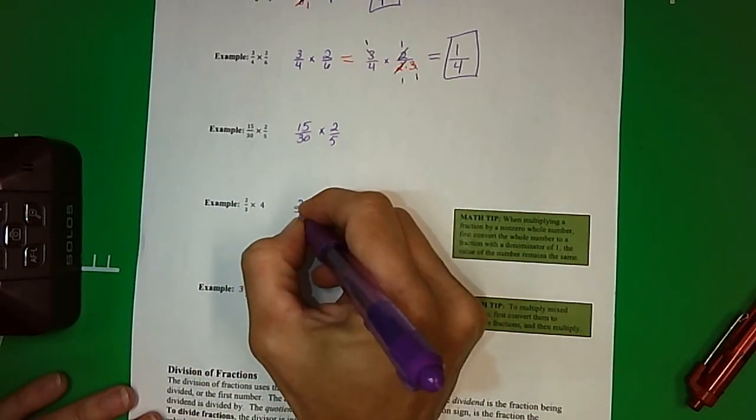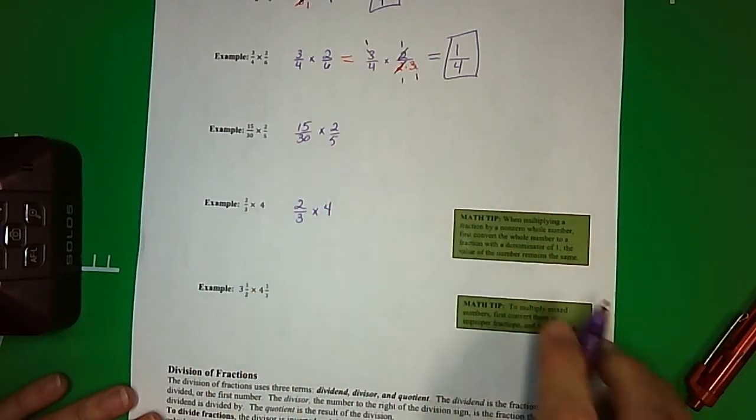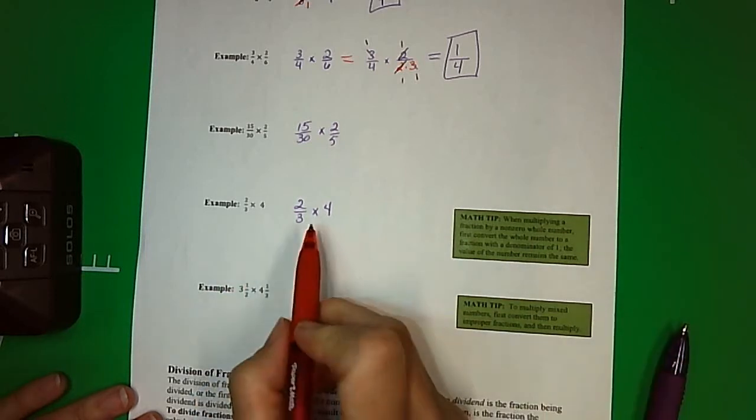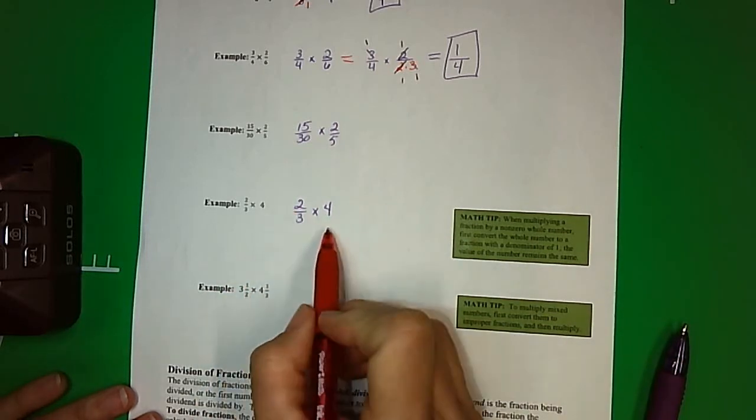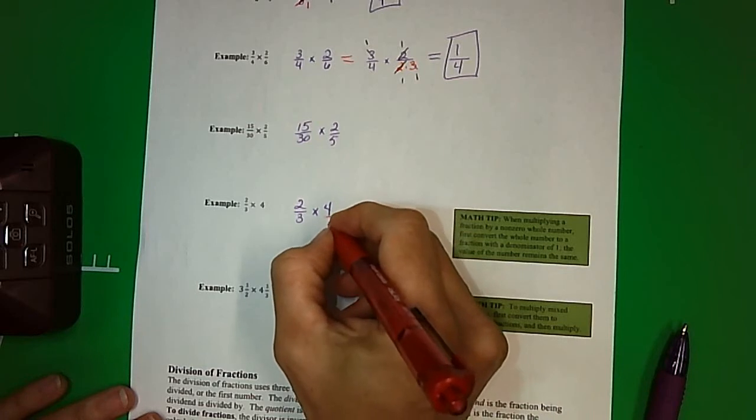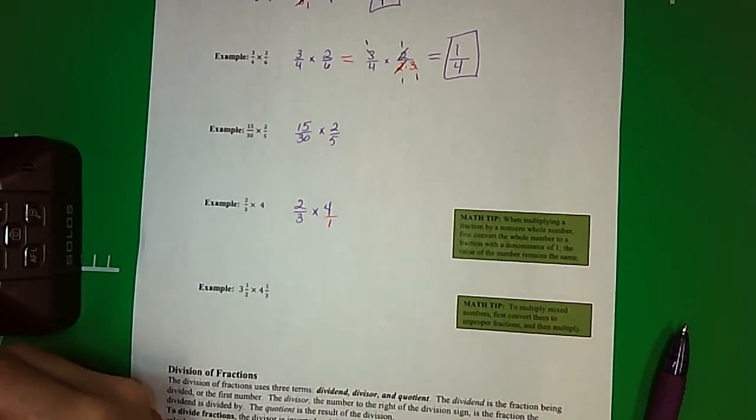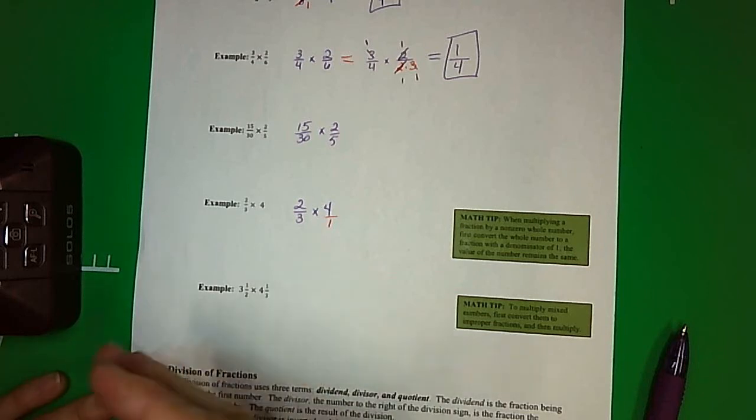I got 2/3 times 4. Sometimes people get confused when they see a fraction times a whole number. A whole number is seen as over 1, but it's not written in the simplest form if I put the 1 down there. But I'm going to put it down here just for me for this particular problem.